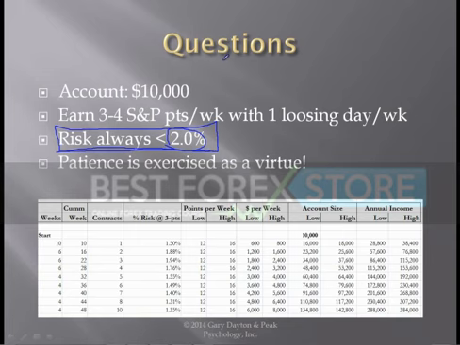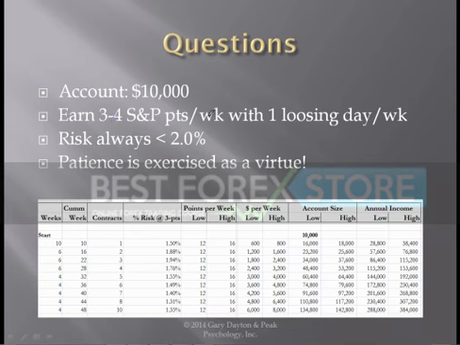You want to be trading smart, not making a ton of money all at once. So always keep the risk below 2%. And patience has to be considered a virtue in this. Patience has to be something you aspire to and strive for, meaning you sit on your hands most of the time. It's not easy to do. Few people can do it.